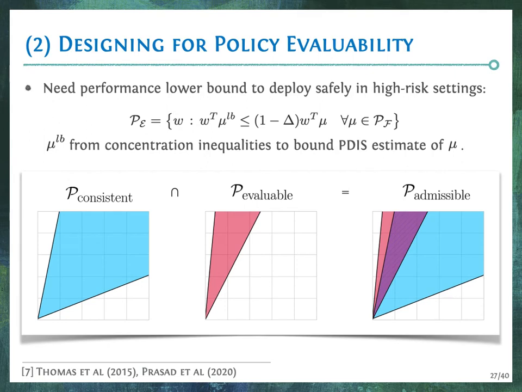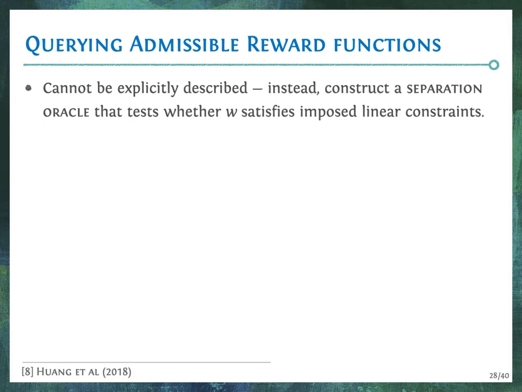Having defined our two sets, our polytope of admissible reward weights W finally just lies at the intersection of weights that satisfy both the consistency and evaluability criteria. Note that these sets cannot be explicitly described. There are an infinite number of policies with corresponding representations mu, and so infinite possible constraints we could draw between admissible and inadmissible weights. Instead, we construct a separation oracle to test in polynomial time whether a point lies in the admissible set.